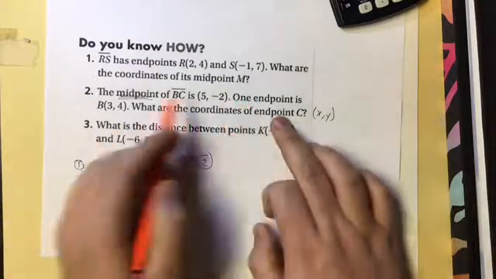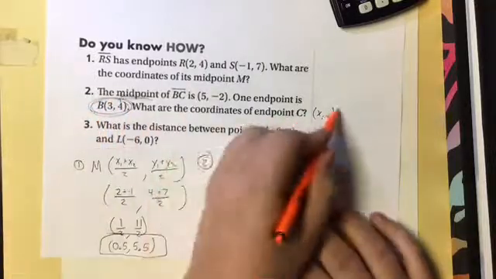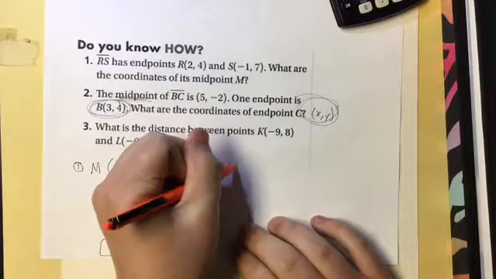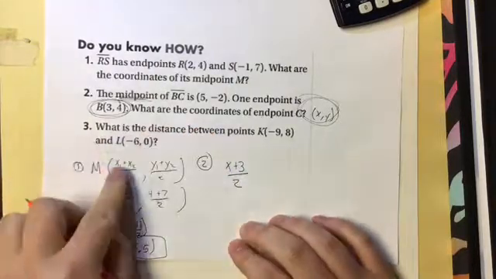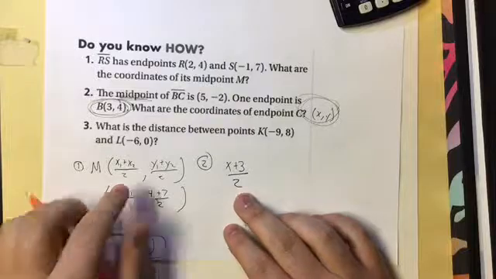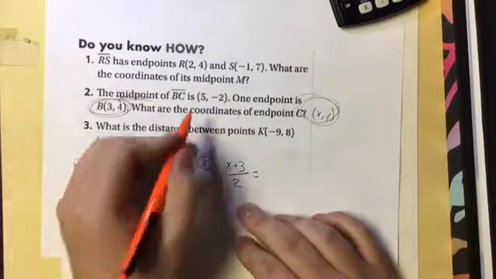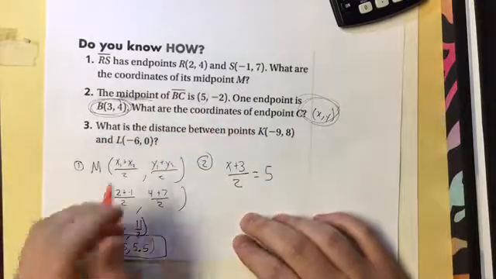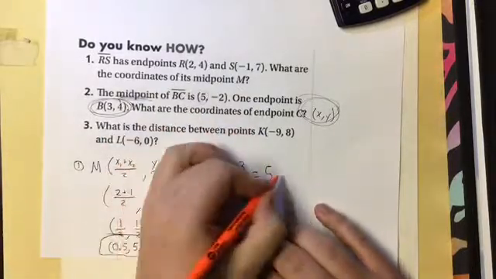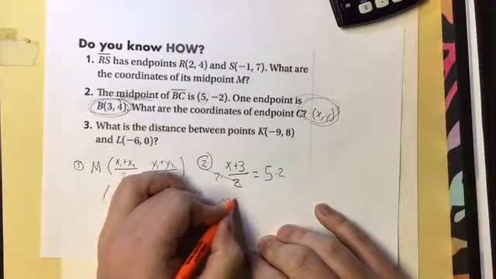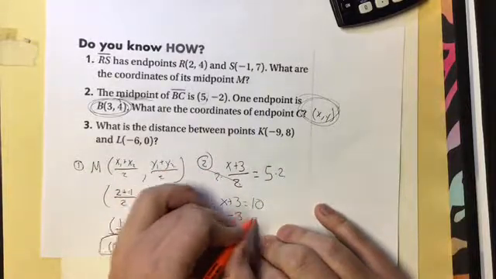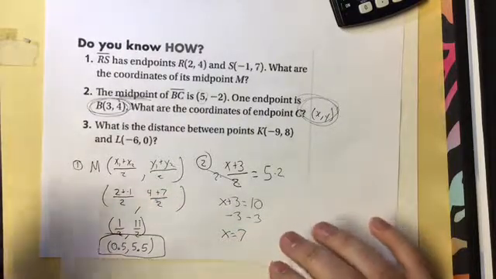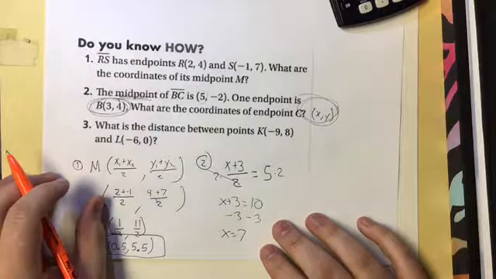We have to do our endpoint, so here's an endpoint and here's an endpoint. The x coordinates get added, so x plus 3 divided by 2, the x coordinates of the endpoints added divided by 2, and that gives us the x coordinate of our midpoint. In this case, that's 5. Now we can multiply by 2 and get x plus 3 equals 10, subtract 3, and find that x is 7. So it's still using the midpoint, but it looks a little different.